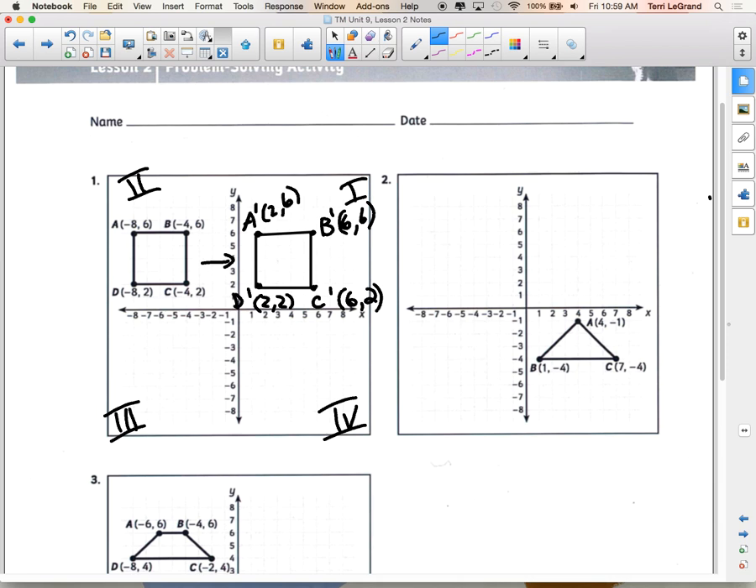Did we end up in quadrant 1 like they told us to? It says quadrant 2 to quadrant 1. Did that happen? Okay, we want to check all that stuff out. We don't want to just assume we did it, okay?